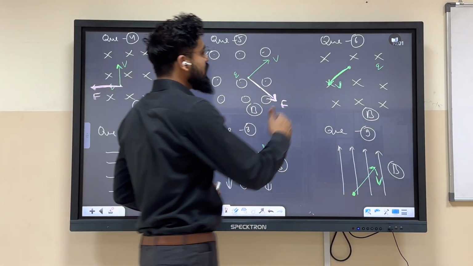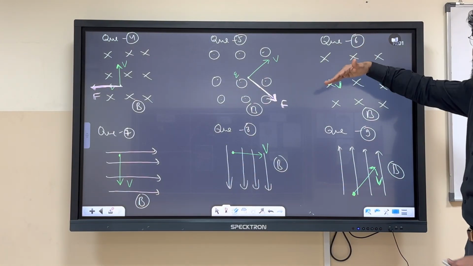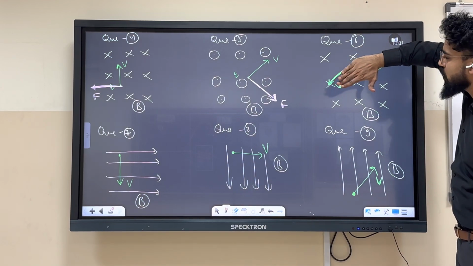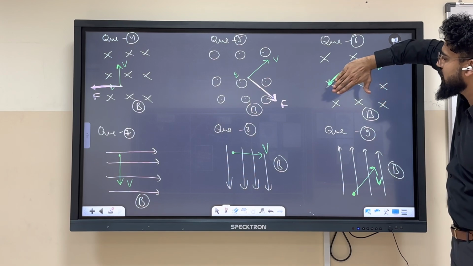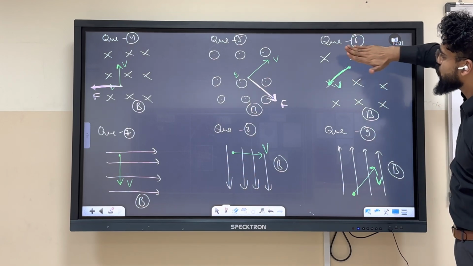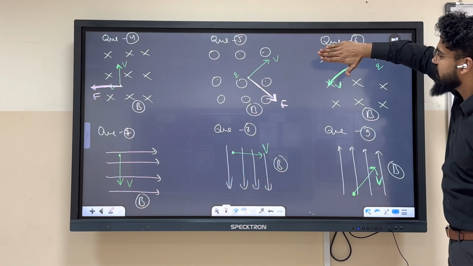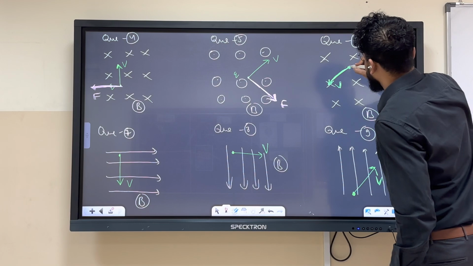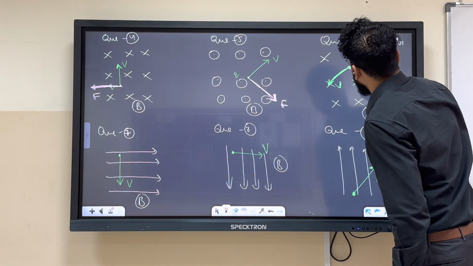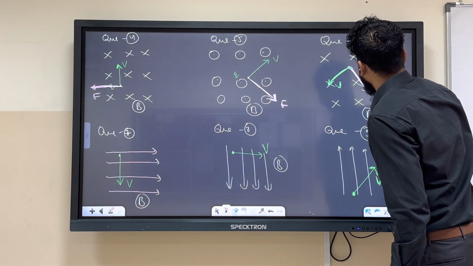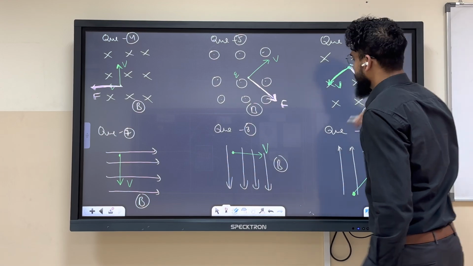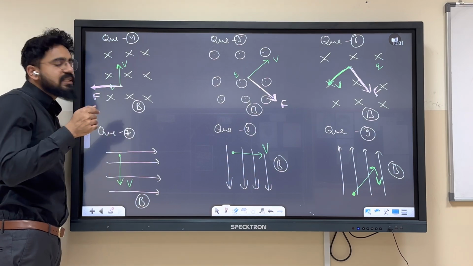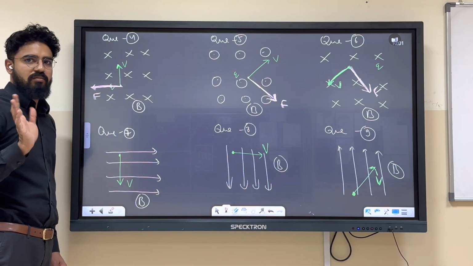Okay. Now over here, V in this direction, V cross B. Are you getting it? V cross B. Do not do it like this. Okay? The velocity is like this. V cross B over here. Okay? Look, here V is in this direction and B is inside or outside the plane?